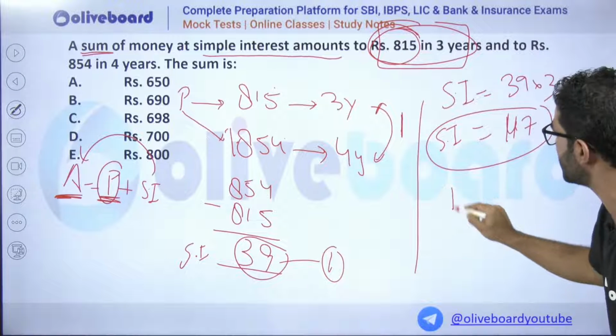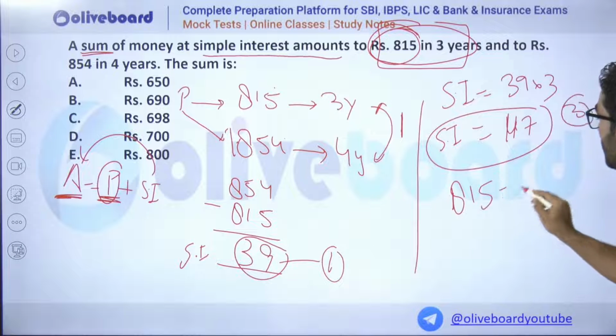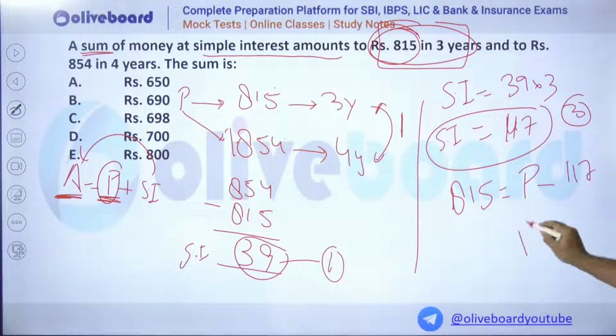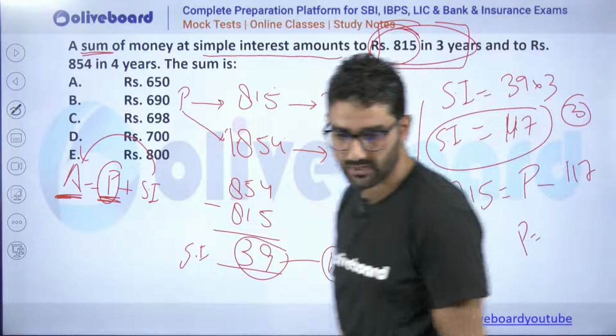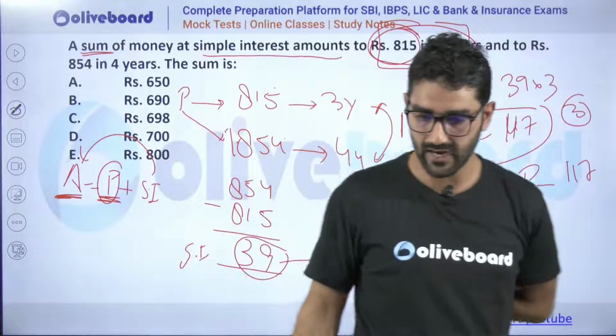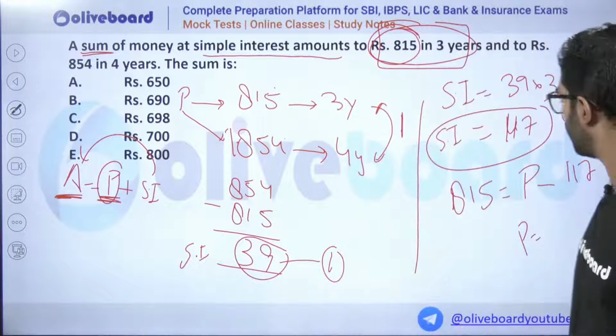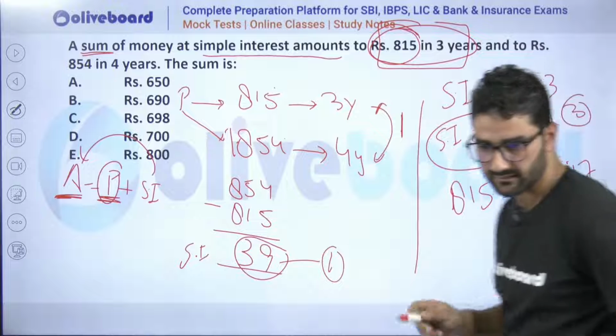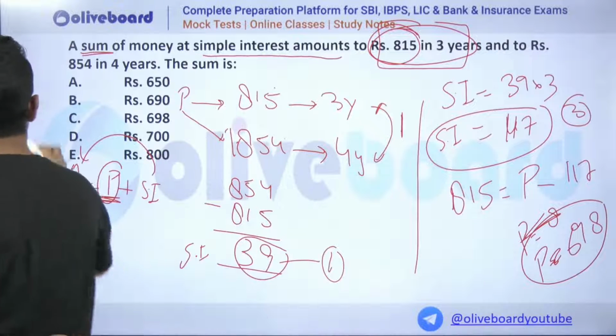Now the amount is 815, and principal we are going to calculate. Simple interest is 117. What will be the value of principal? Calculate it: 815 minus 3 times 39. So the principal will be 698. Yes, option number C.